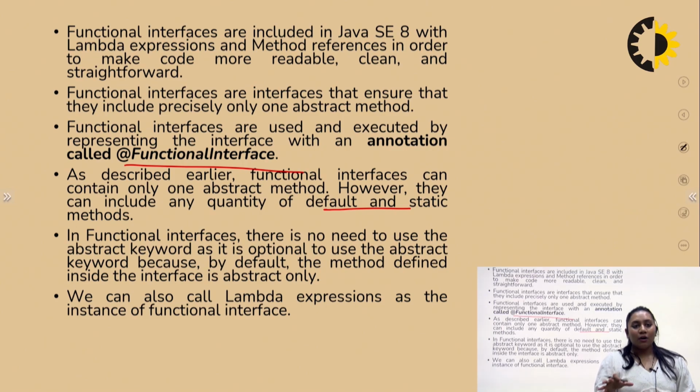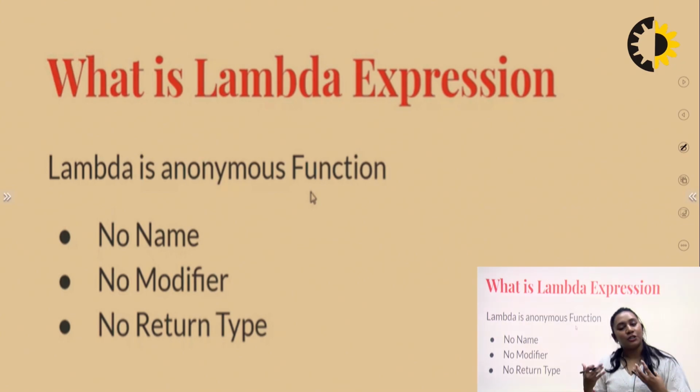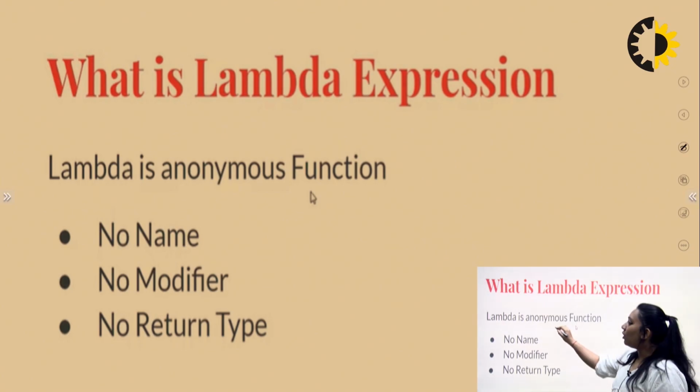So we can also call the lambda expression one of the instances of the functional interface, right? Next, let's understand what is the use of the lambda expression. Lambda expression is one of the new features of Java which we'll be using in the functional interface, and it is mainly called an anonymous function.